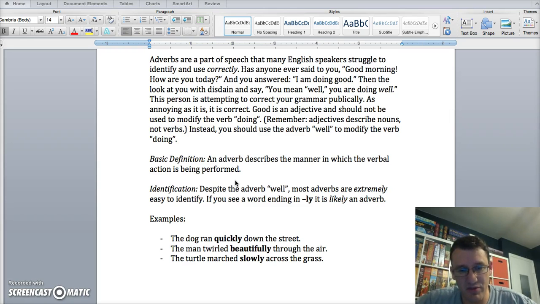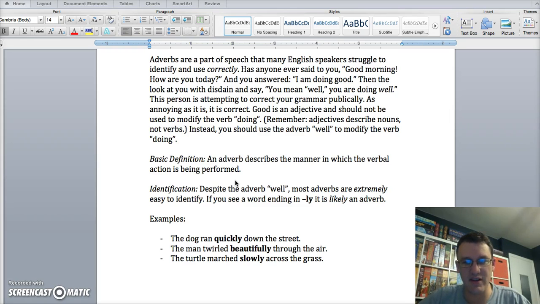Some other examples: the dog ran. How did he run? He ran quickly down the street. The man twirled. How? Beautifully through the air. The turtle marched. How did he march? Slowly across the grass. So this gives you a sense of how the action is being completed. The easiest way to identify them usually is the ly at the end of the word.